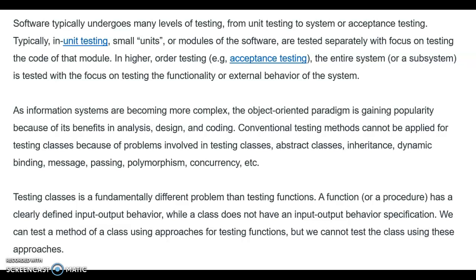We already know that the object-oriented concept has some common terms: classes, inheritance, dynamic binding, message passing, polymorphism, concurrency. Likewise, there are a lot of terms in the object-oriented concept. Whenever we program with the object-oriented concept, we must test things like classes, objects, inheritance, dynamic binding, etc. The main focus is on class and object. We must test the class and object, their corresponding behavior, and the communication between classes and objects.